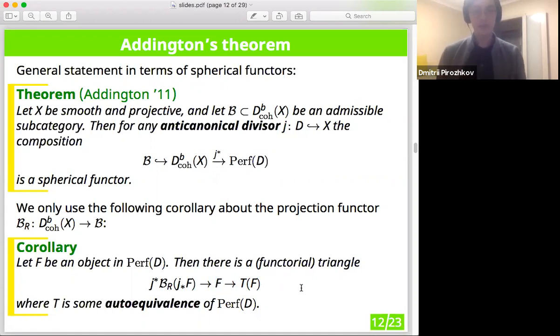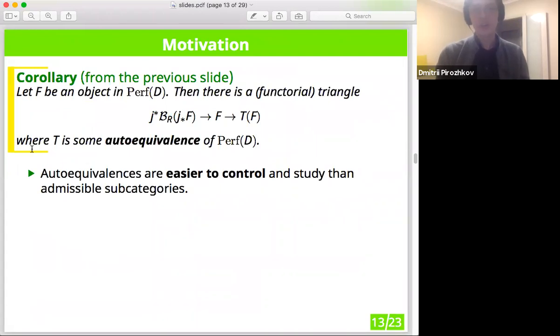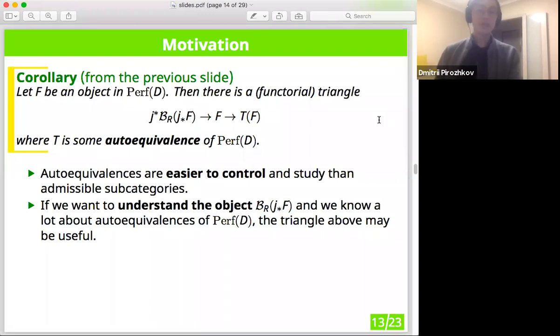So this sounds a bit convoluted, so let me unwind this a bit. Here is the same corollary as on the previous slide. The thing is, autoequivalences of derived categories are easier to control than arbitrary admissible subcategories, because an autoequivalence is a very concrete thing. You can think about, for example, where should a skyscraper sheaf go, where should a structure sheaf go, and so on. It is not trivial to determine the autoequivalence group, but sometimes this has been done.